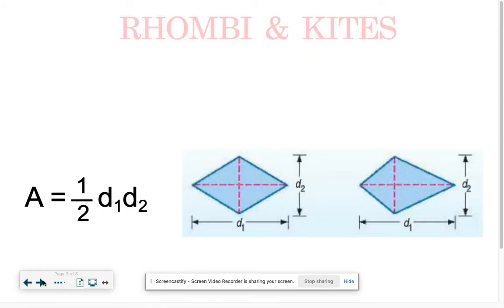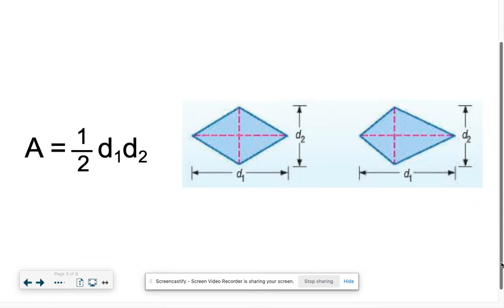And then your formula for area of rhombi and kites, half times your diagonals multiplied together. So you're going to take the length of your diagonals, multiply them together, and then divide by 2. So you could write it like this as well. It's up to you what you prefer, what you like to do.